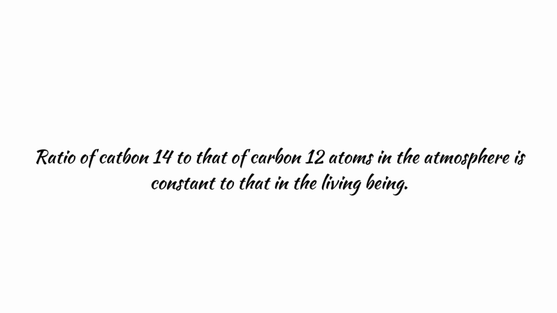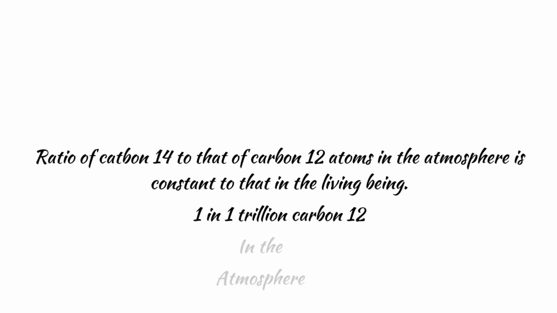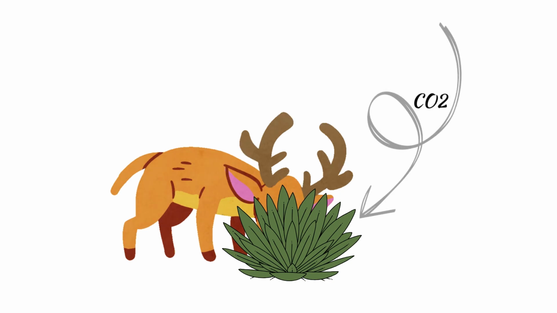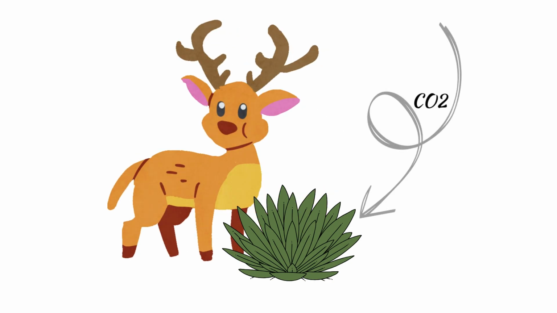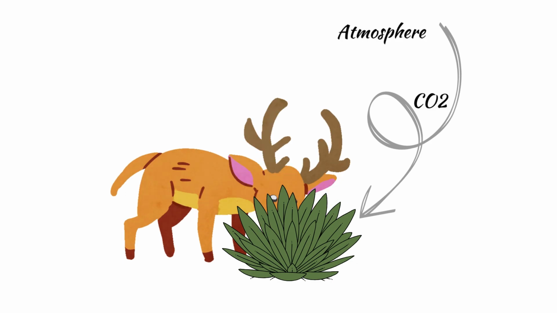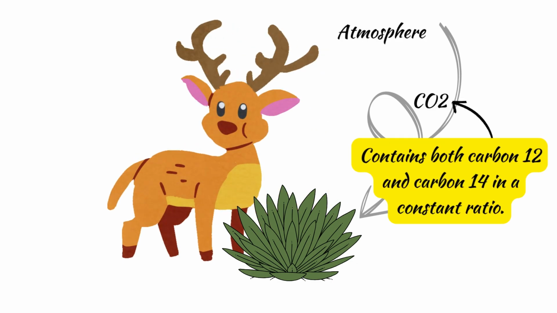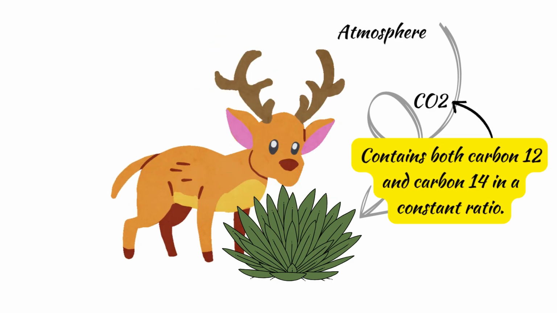It means when the living being is alive, carbon-14 atoms in its body are in the ratio of 1 in every 1 trillion carbon-12 atoms, as it is in the atmosphere. It is because while it is alive, it continues to consume plants, which take in carbon dioxide for photosynthesis from the atmosphere, which contains both carbon-12 and carbon-14 atoms in a constant ratio.